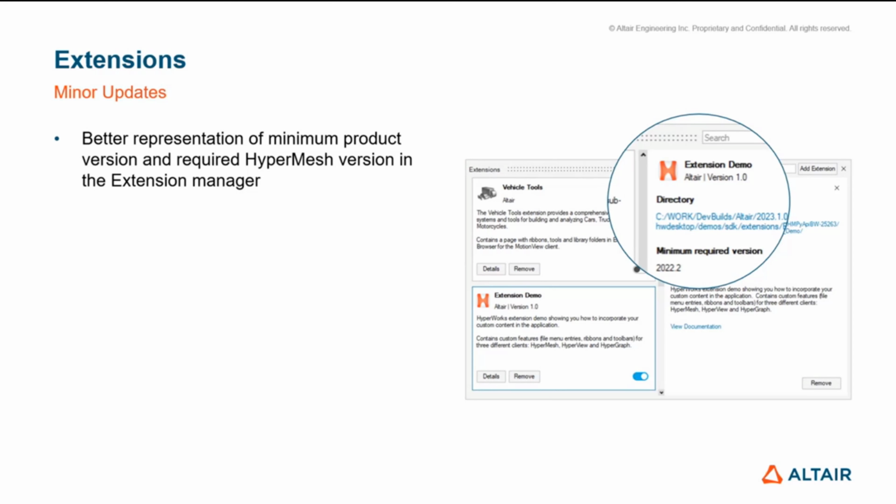So from 2023.1 on, you will see that the version of the extension will appear at the top, just under the name of the extension. And then separately, later on, you will have a minimum required version, which is the version of the product that the extension is for.